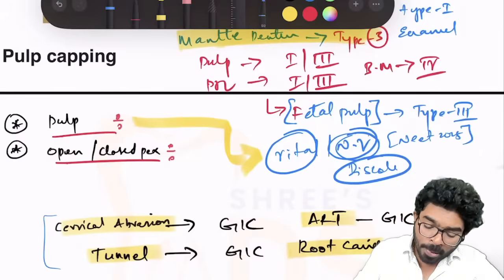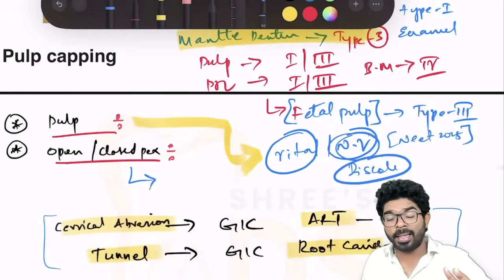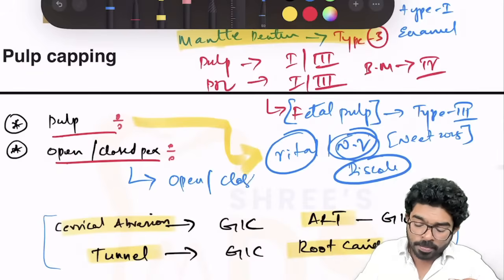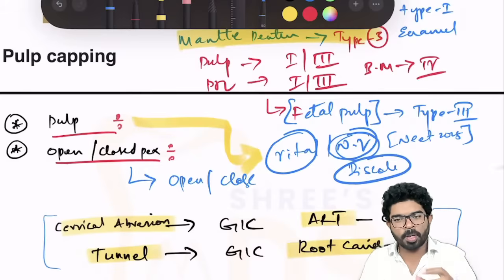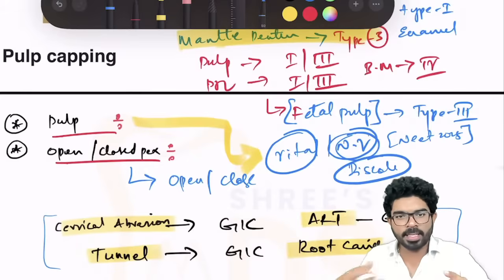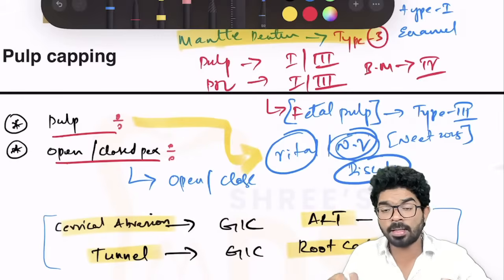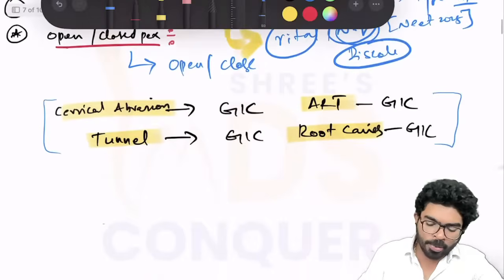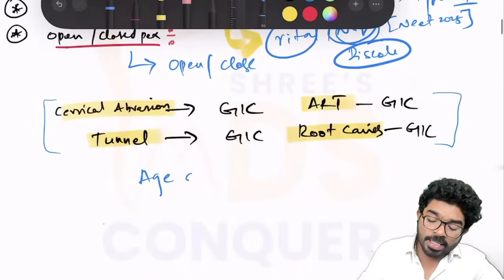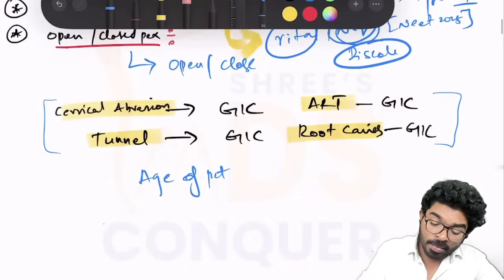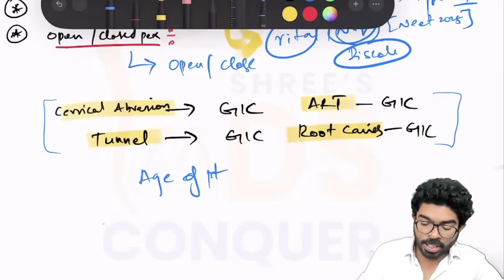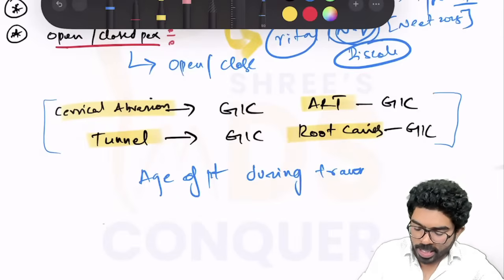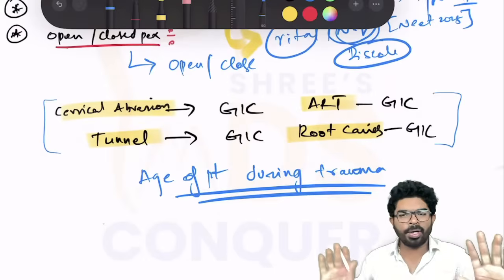The second most important thing is to check whether the tooth has an open apex or a closed apex, because open apex treatments are different and closed apex treatments are different. How you will know an open apex or closed apex is by knowing the age at trauma. Very, very important point: it's not the age of the patient, it is the age of the patient during trauma. Simple funda, I want you to make a note.